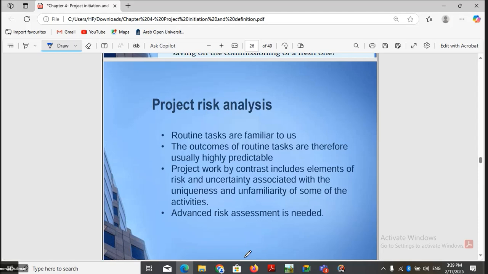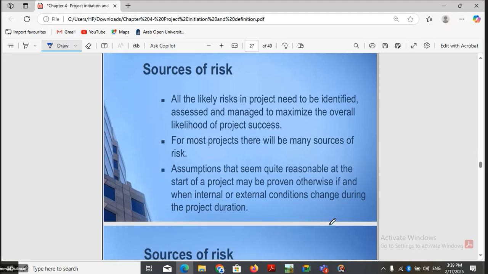So every project comes with some risk. There is some risk while we are doing the project, right? There are some projects, like projects worked by contracts, that include elements of risk and uncertainty associated with the uniqueness and unfamiliarity of some of the activities. So for that, advanced risk assessment is needed. For some activities, we may need a risk assessment.